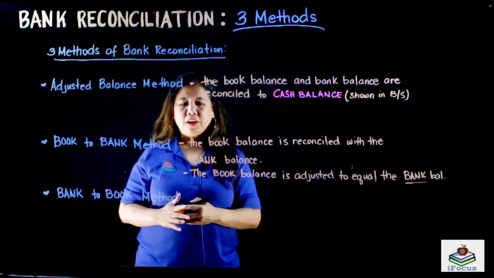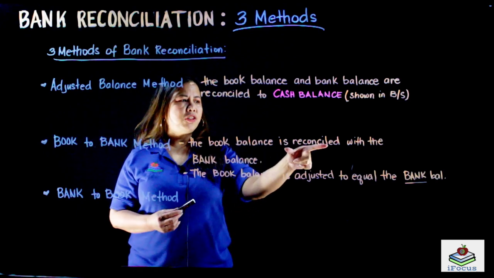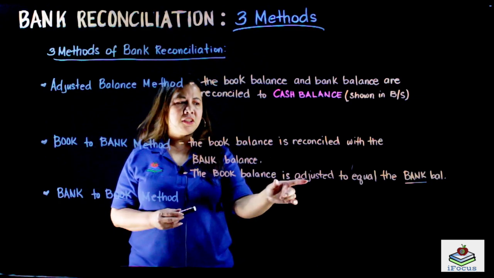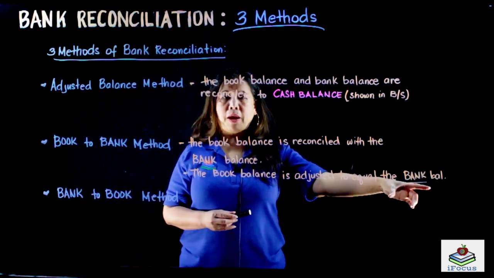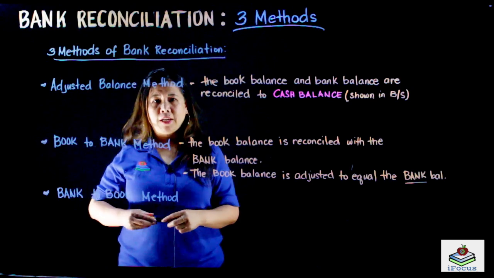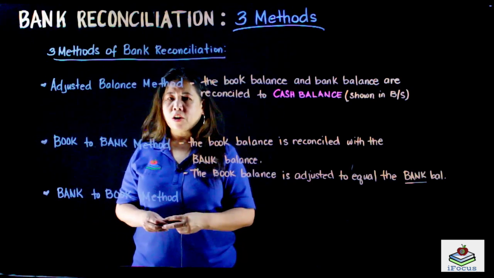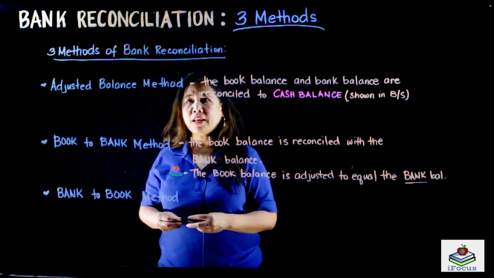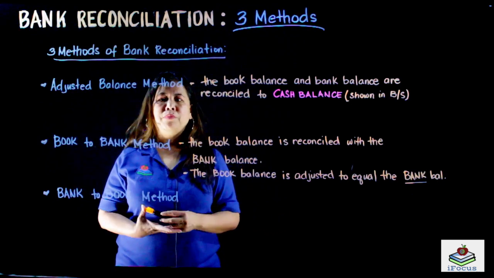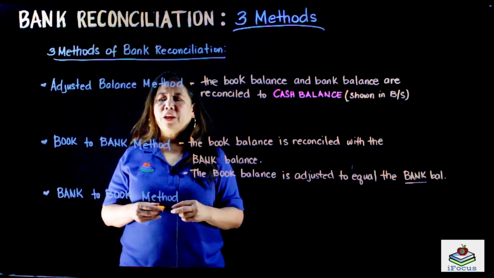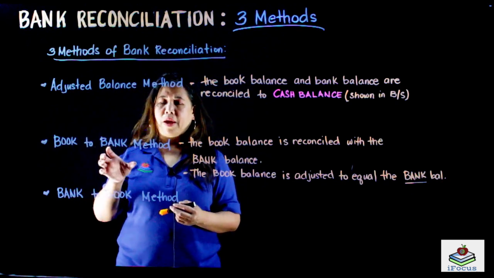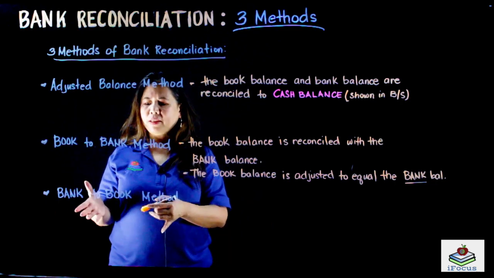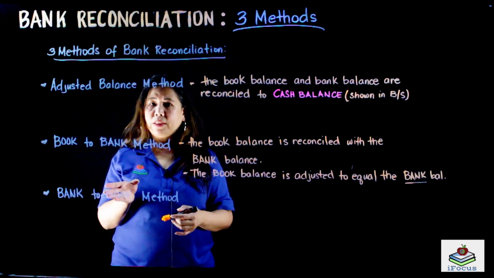Alright, so sa method na ito, the book balance is reconciled with the bank balance. Therefore, the book balance is adjusted to equal the bank balance. So sa method na ito, usually ang hinahanap ng problem or the requirements on this method is the bank balance. Kung ang hinahanap or the requirements on your problem is the bank balance, we can use this method, the book to bank balance. Sa bank to book balance naman is the bank balance is reconciled with the book balance.